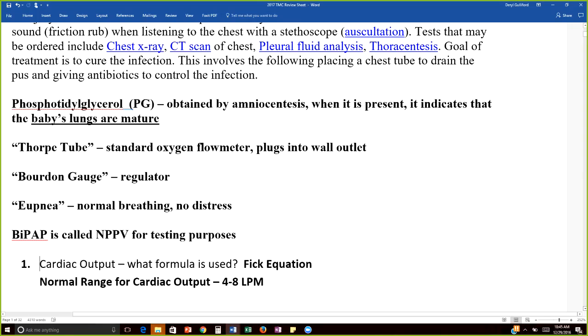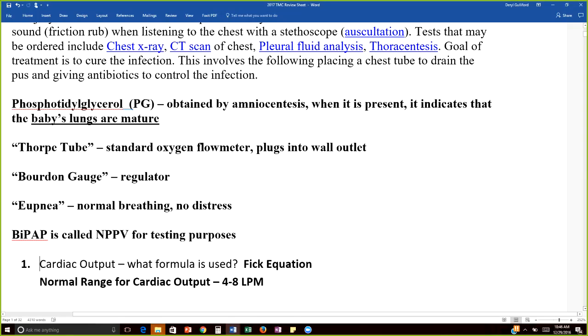A Bourdon gauge is the regulator that you have used for a long time on oxygen tanks, for example, for transport, okay? Wouldn't want to transport with a Thorpe tube. The little ball would just roll to the top, it won't work. Bourdon gauge is for transport.